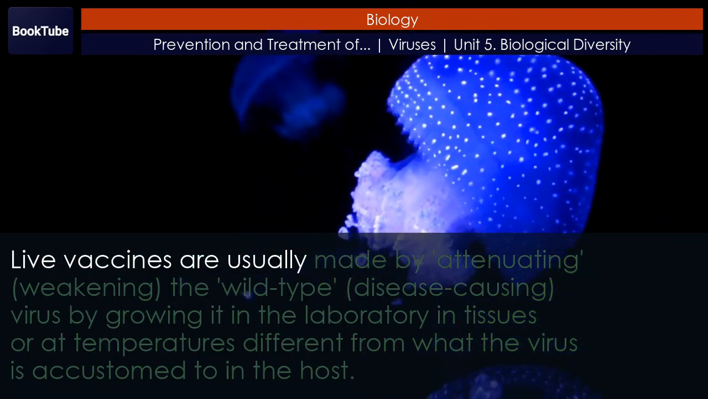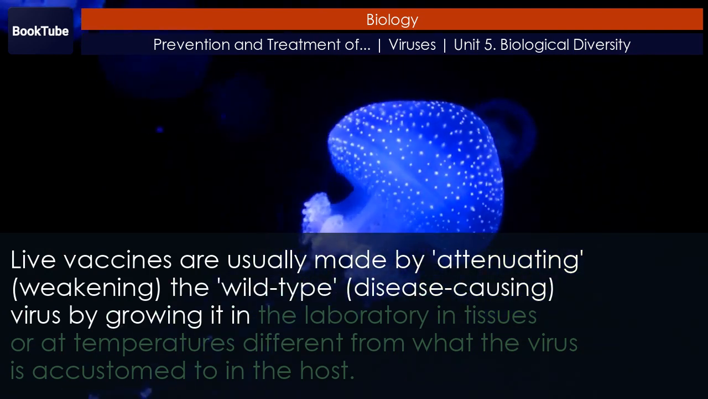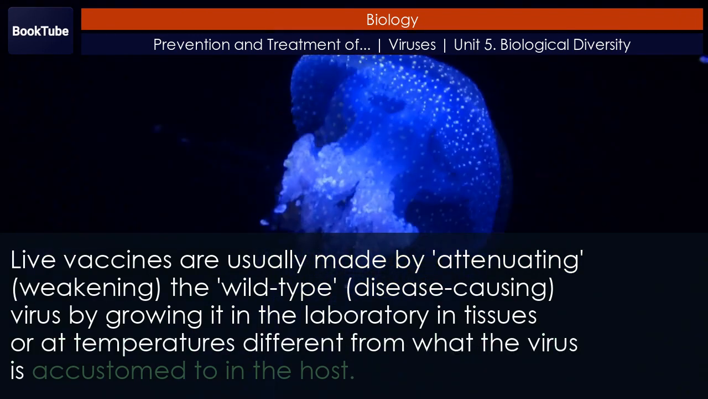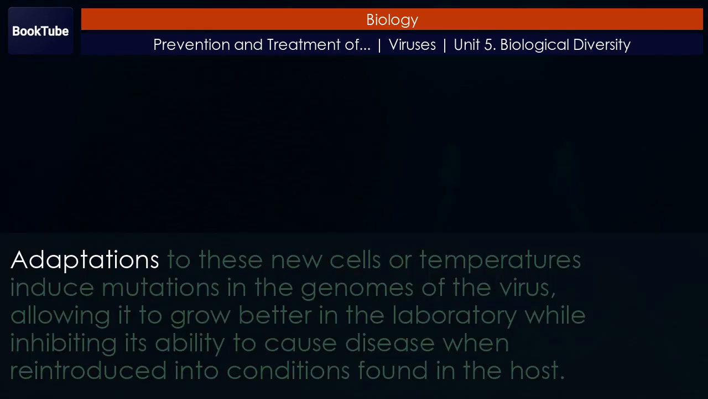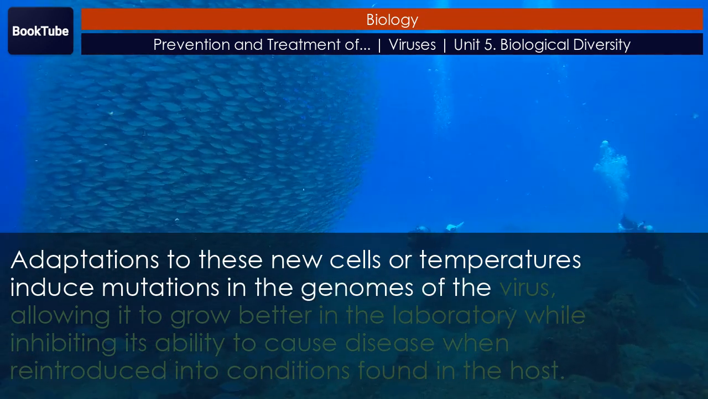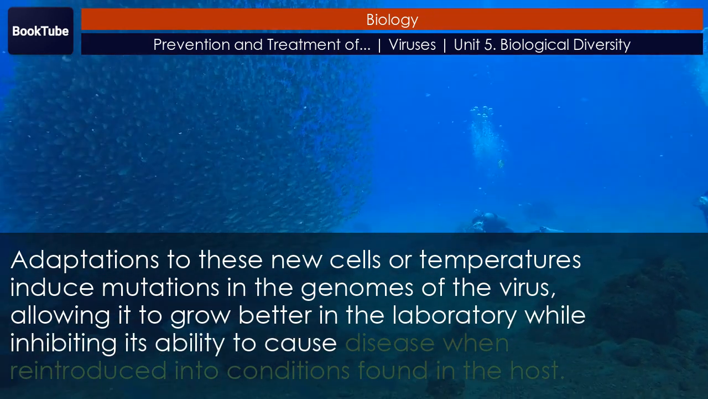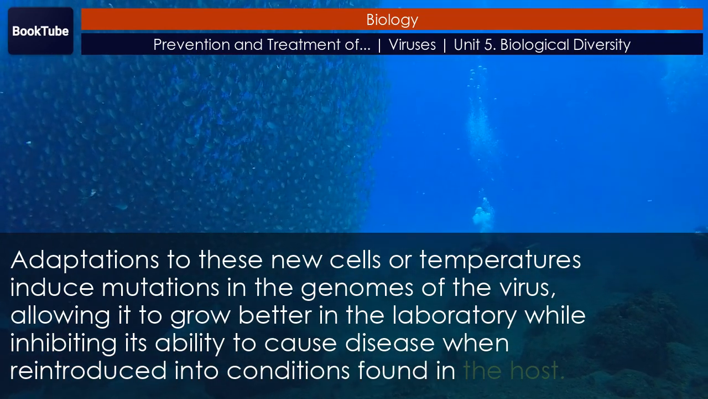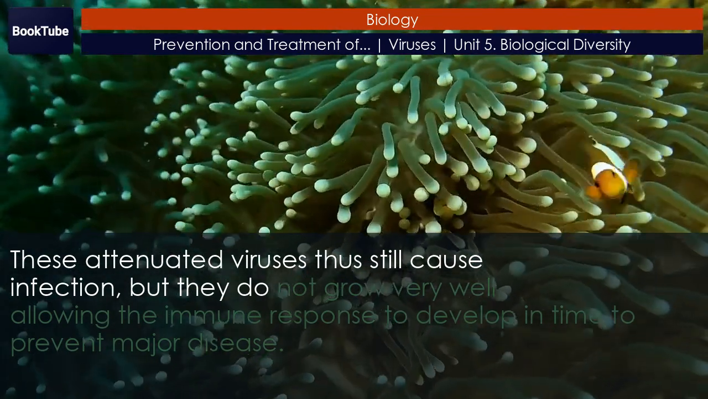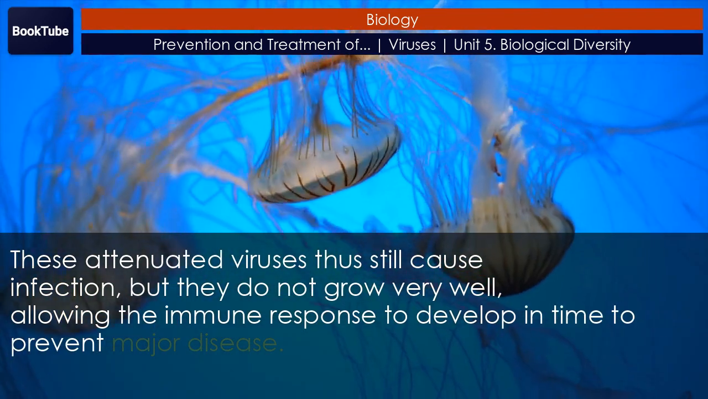Live vaccines are usually made by attenuating, weakening the wild-type disease-causing virus by growing it in the laboratory in tissues or at temperatures different from what the virus is accustomed to in the host. Adaptations to these new cells or temperatures induce mutations in the genomes of the virus, allowing it to grow better in the laboratory while inhibiting its ability to cause disease when reintroduced into conditions found in the host. These attenuated viruses thus still cause infection, but they do not grow very well, allowing the immune response to develop in time to prevent major disease.